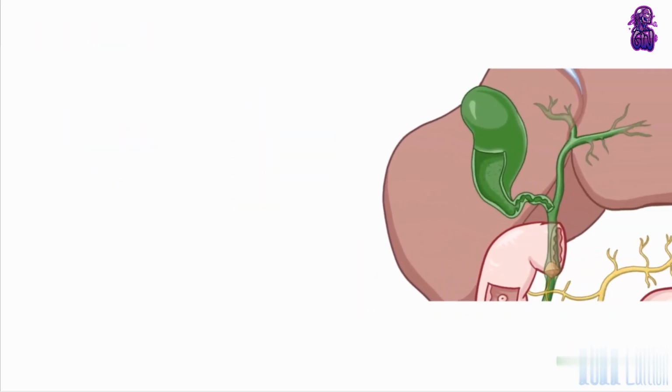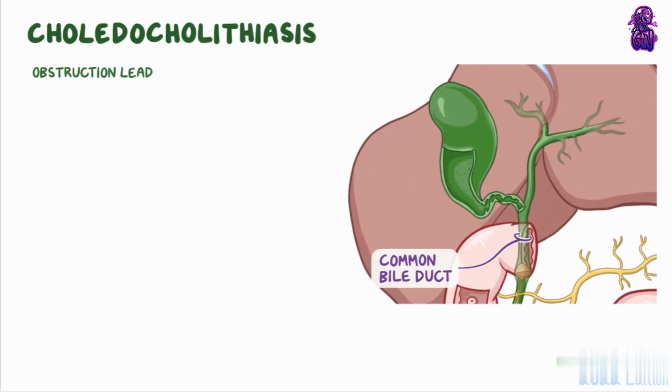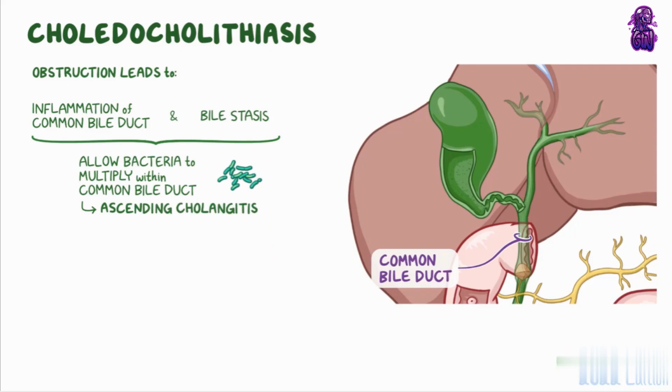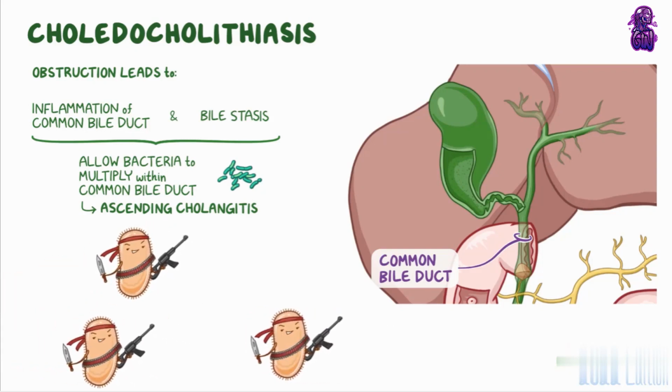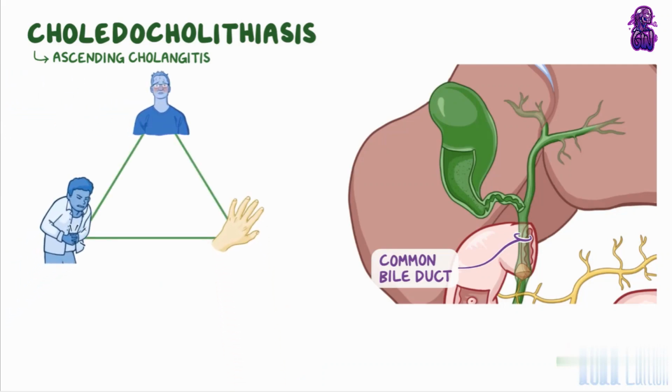Gallstones can also migrate and obstruct the common bile duct, which is known as choledocholithiasis. Obstruction at this level leads to inflammation of the common bile duct and bile stasis, which can then allow bacteria from the small intestine to multiply within the common bile duct. This situation is called ascending cholangitis, a fancy term for the common bile duct is obstructed, inflamed, and bacteria are wreaking havoc inside. Symptoms of ascending cholangitis include fever, abdominal pain, and jaundice, also known as Charcot triad. Jaundice occurs due to the obstruction of the common bile duct and subsequent buildup of bilirubin in the liver and then in the blood.